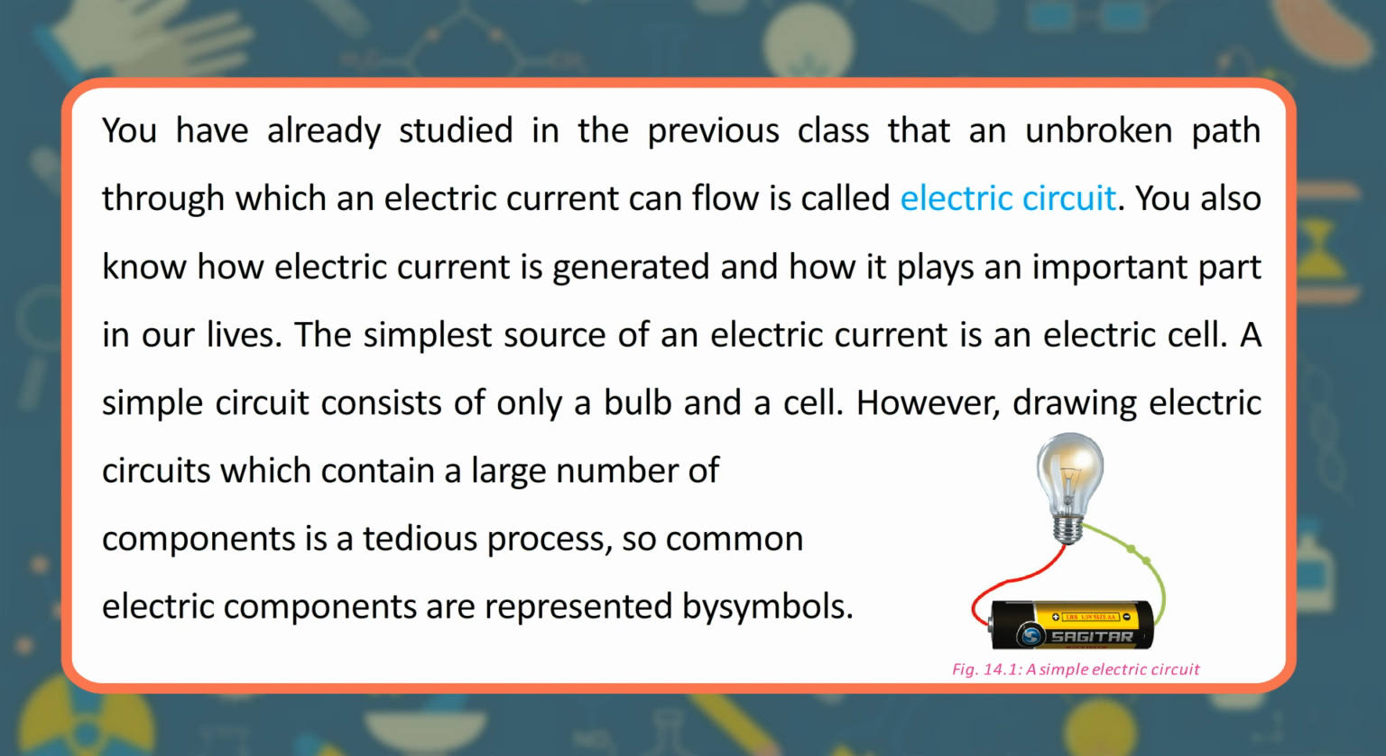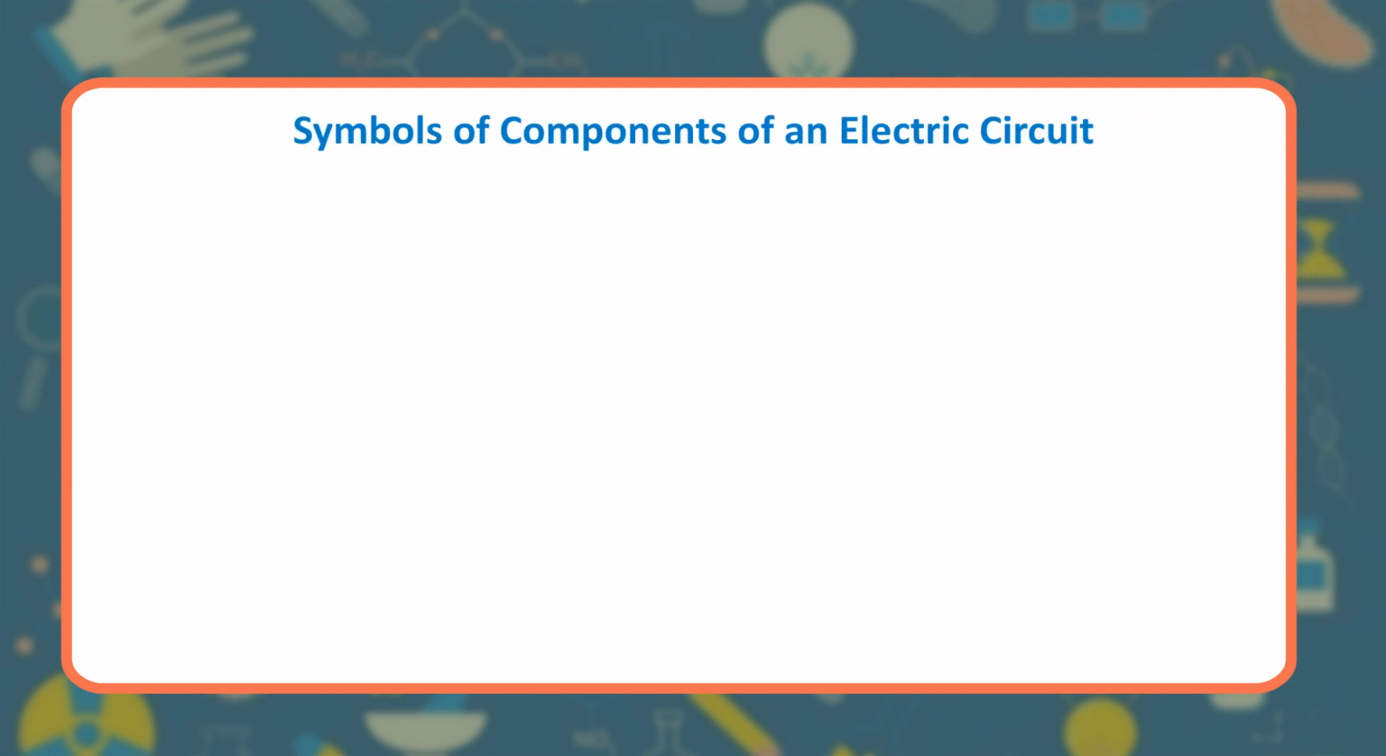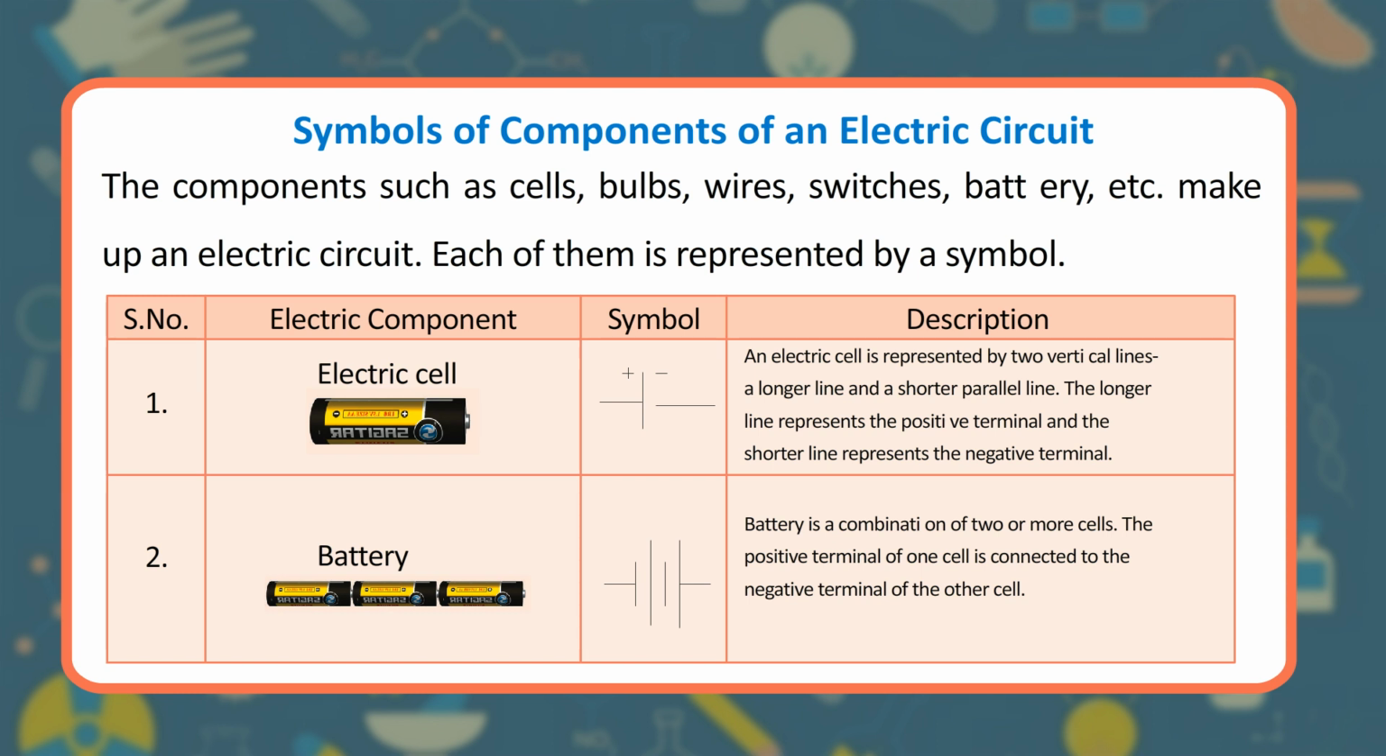However, drawing electric circuits which contain a large number of components is a tedious process, so common electric components are represented by symbols. Symbols of components of an electric circuit. The components such as cells, bulbs, wires, switches, battery, etc. make up an electric circuit. Each of them is represented by a symbol.